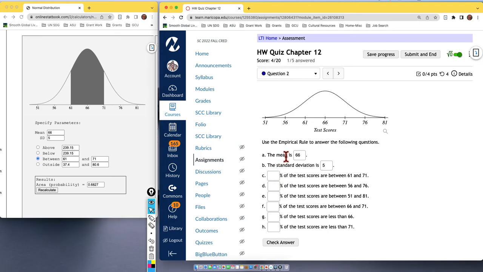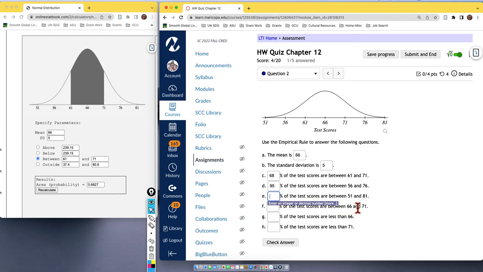Now, they're saying use the empirical rule. If I put in 68.27, I'm going to get this wrong. It's just going to be 68. So the empirical rule is sort of rounding it. 68, 95, 99.7. Those are the three numbers for the empirical rule. We're going to use the tool still to verify it. Percent of the test scores between 56 and 76. That's 2 standard deviations below to 2 above. So if you remember from the slide, that's going to be 95%.